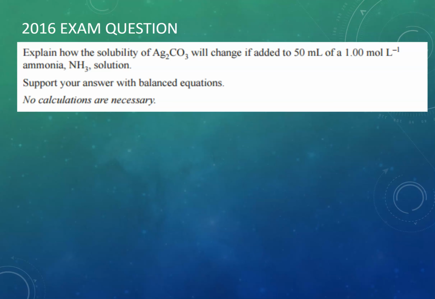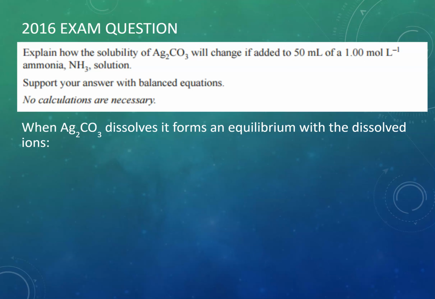So here's an example from 2016. Explain how the solubility of silver carbonate will change if added to 50 ml of a 1 mole per litre ammonia solution. Support your answer with balanced equations. No calculations are necessary. Okay, so don't feel like you have to calculate anything for it. You just need to figure out what's happening. And so it comes back to what I was just talking about. Okay, so we've got silver carbonate. It's dissolving and it's forming equilibrium with the dissolved ions, silver and carbonate. Okay, there should be an equilibrium arrow in there. I don't know why I've forgotten it.